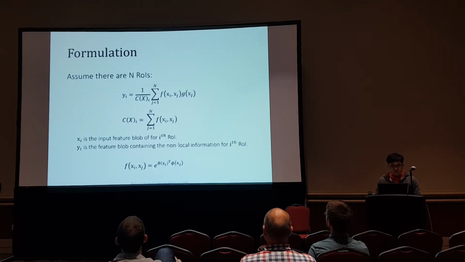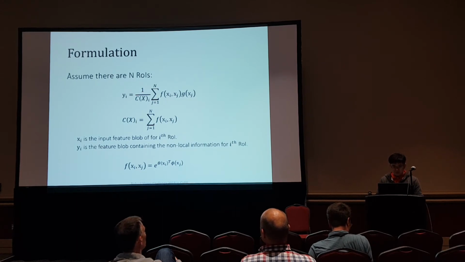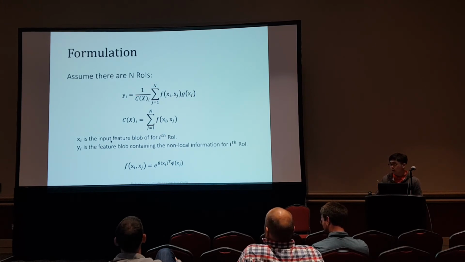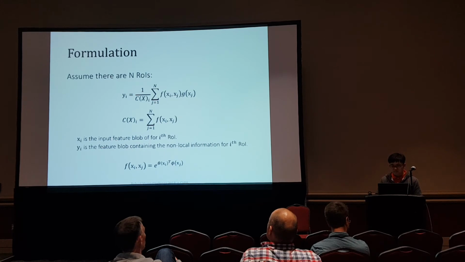Here is the formulation of non-local ROI. As you can see, the formulation is quite similar to the previous work. The only difference lies in the definition of x and y. Here, x_i and y_i are defined as the response at different ROIs instead of the response at different positions. And we just adopt the same Gaussian embedding for the implementation of our weighting function.